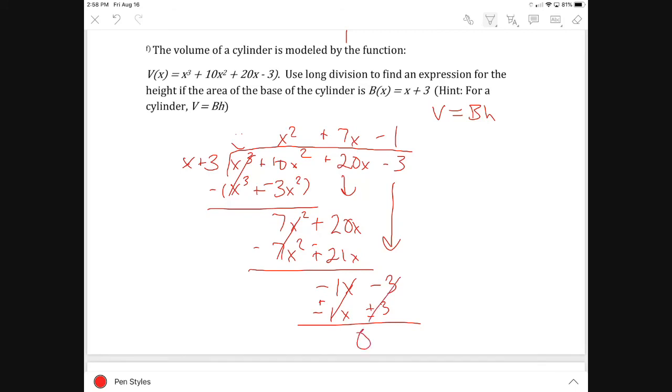And we'll end up with 0, which means that our final answer is going to be x squared plus 7x minus 1 units. Because we weren't given a full thing, but because this is a word problem, we have to put units.